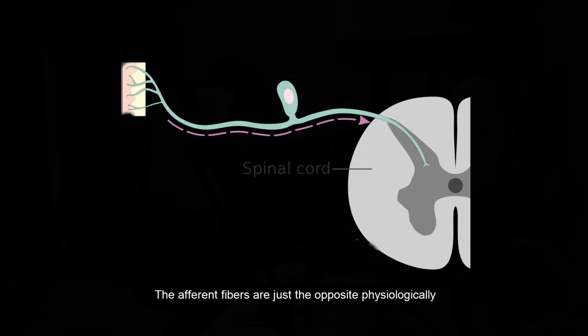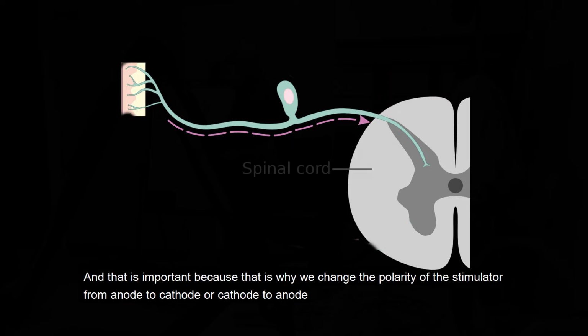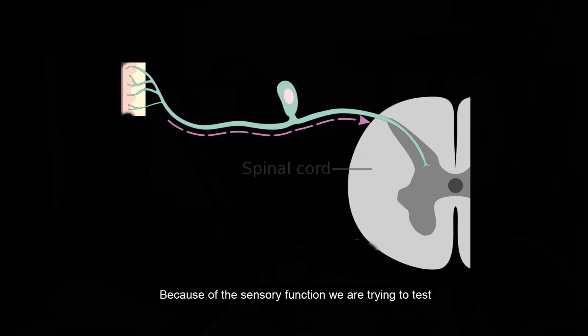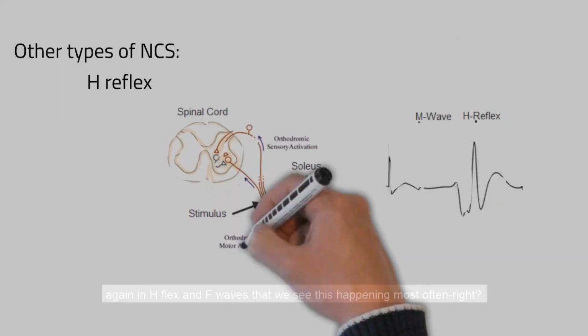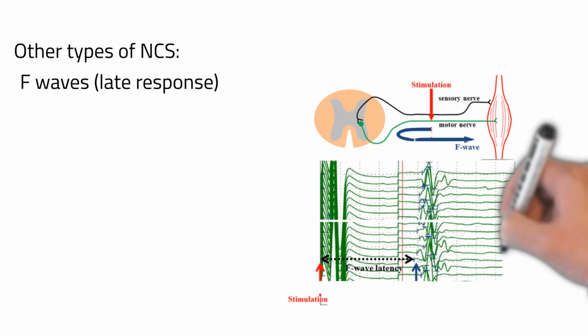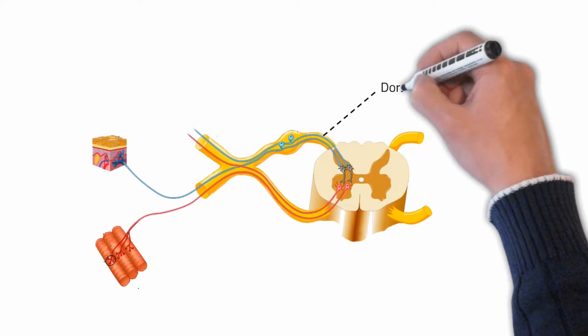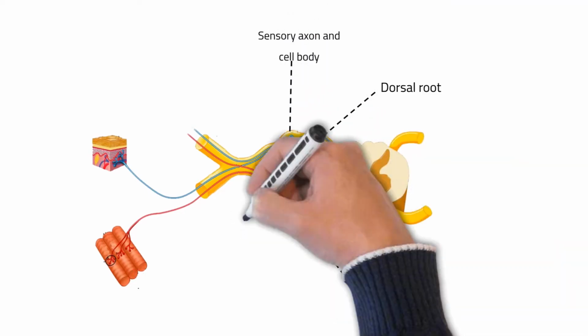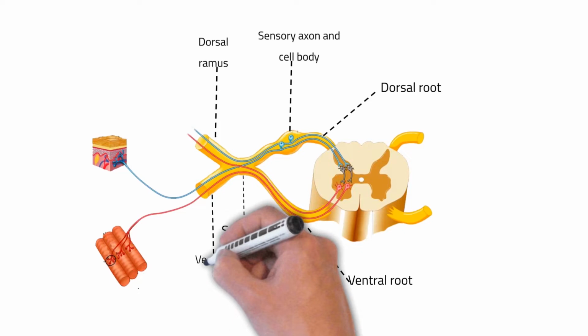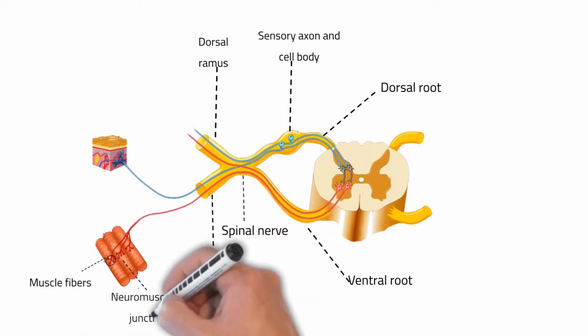The afferent fibers are just the opposite physiologically. And that is important because that is why we change the polarity of the stimulator from anode to cathode, or cathode to anode, because of the sensory function we are trying to test. That is again in H reflex and F waves that we see this happening most often. All right. So the afferent fibers are sensory, meaning the sensation is initiated from the peripheral nerve. It travels up to the sensory cortex to the brain through the brainstem.